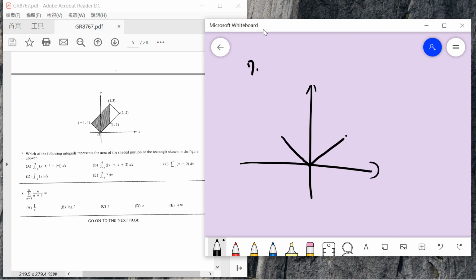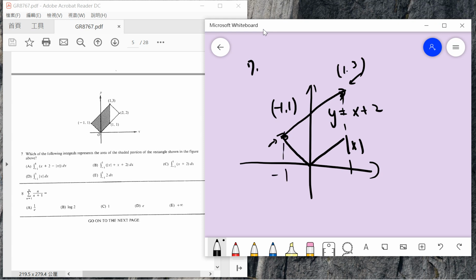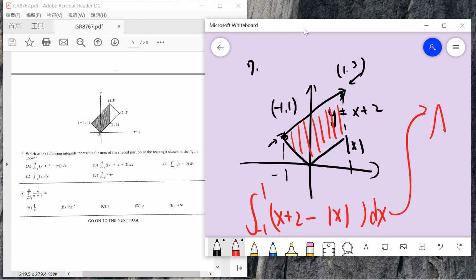So this is absolute value of x, and then this line is from (-1, 1) to (1, 3). So this equation is y equals x plus 2. So this is the area. Basically just the integral of x plus 2 minus absolute value of x, from minus 1 to 1, dx. So the answer is A. This problem is tricky, but once you know the formula, then it's easy.